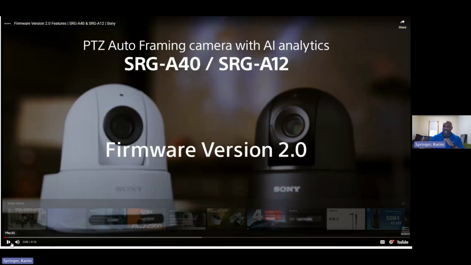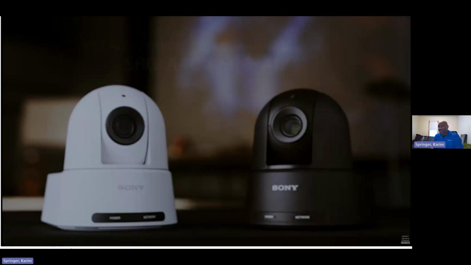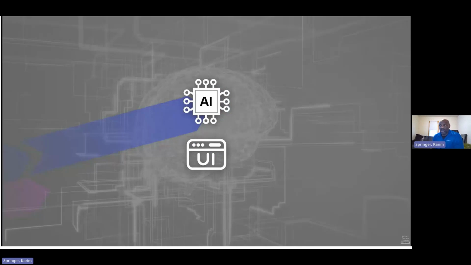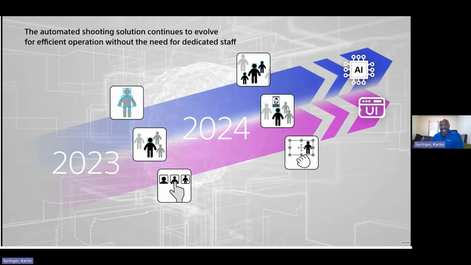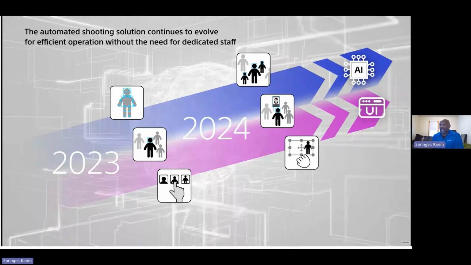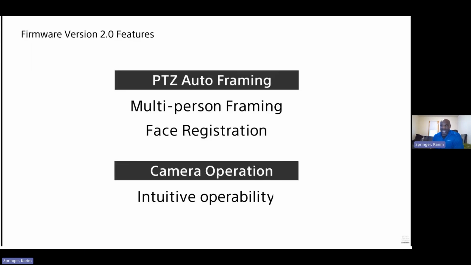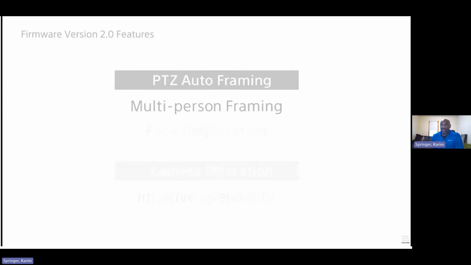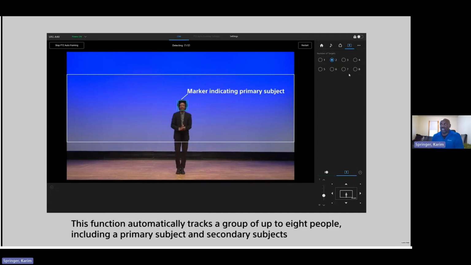I'll actually do something better. I'll just talk over the audio as it's playing out. That way, we're not running over too much time here. So as we get into it, there have been some updates in version 2.0 that allow you to do multi-person framing. We'll track up to 8 individuals within a frame, as you see here. The SRG-840 and 812 was released back in 2020, so it's about a year old. It does now support multi-person framing as well as facial registration. Those were the 2 added features.